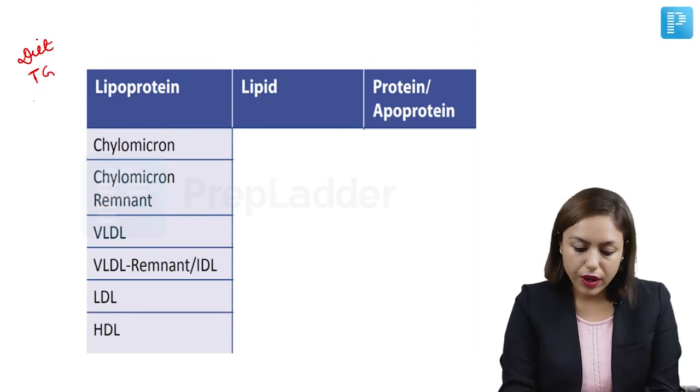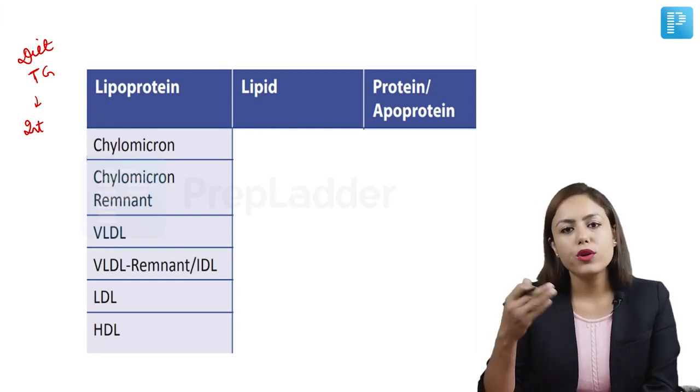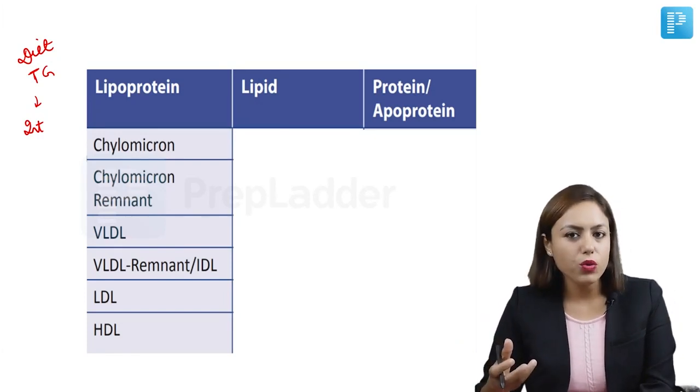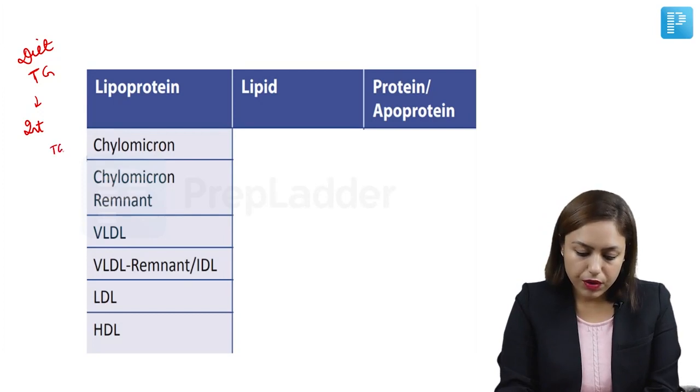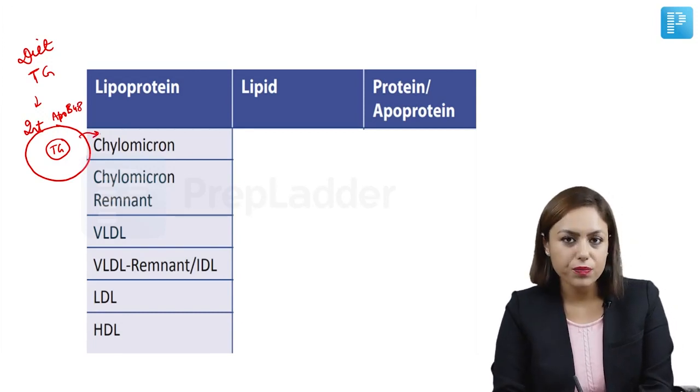Okay, this triglyceride will be coming to intestine. Now intestinal cell has to give this triglyceride to blood. So directly triglyceride cannot be going into the blood. So intestinal cell will put triglyceride in the core and the periphery will be having a protein, that is ApoB48. So this structure is known as chylomicron.